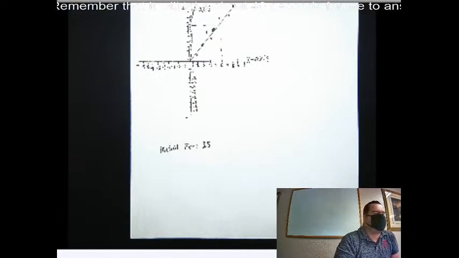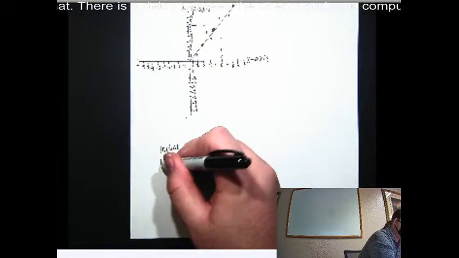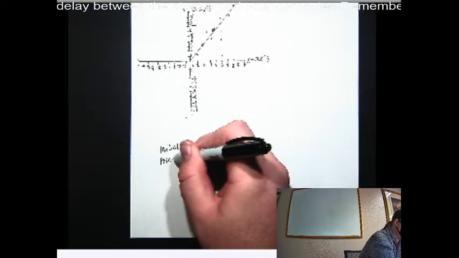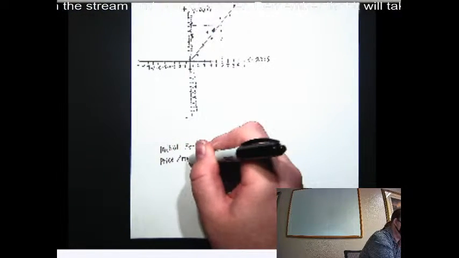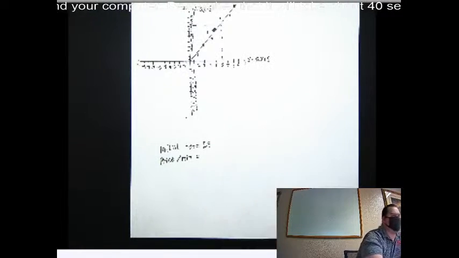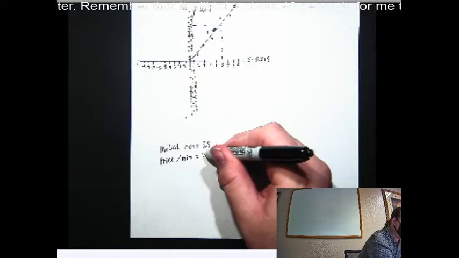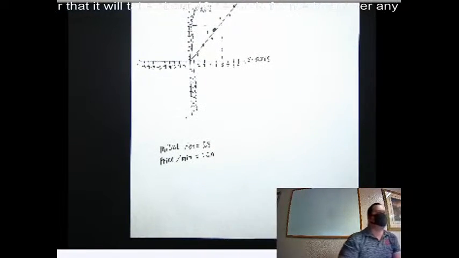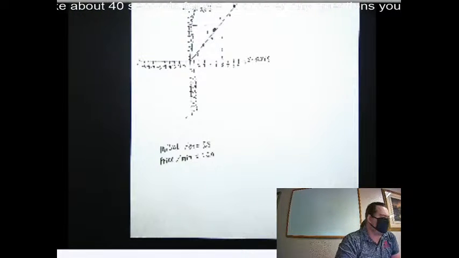Okay? So it doesn't matter what else you do, you're going to pay at least $25 a month. And then they'll usually also charge you per minute of phone usage. So price per minute. And let's say that for this phone company, it's something like 20 cents per minute. Okay?